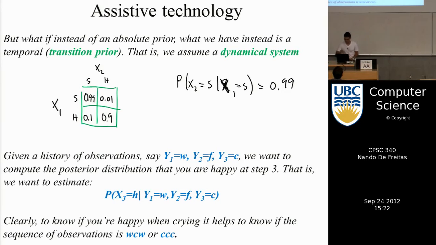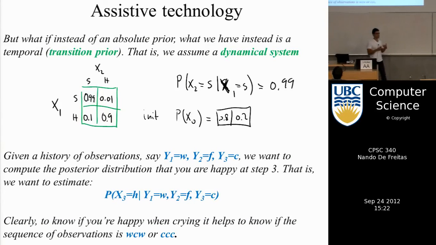I might also have an initial prior, and that initial prior is more like what we had before, which is how often you're sad and how often you're happy at the beginning.